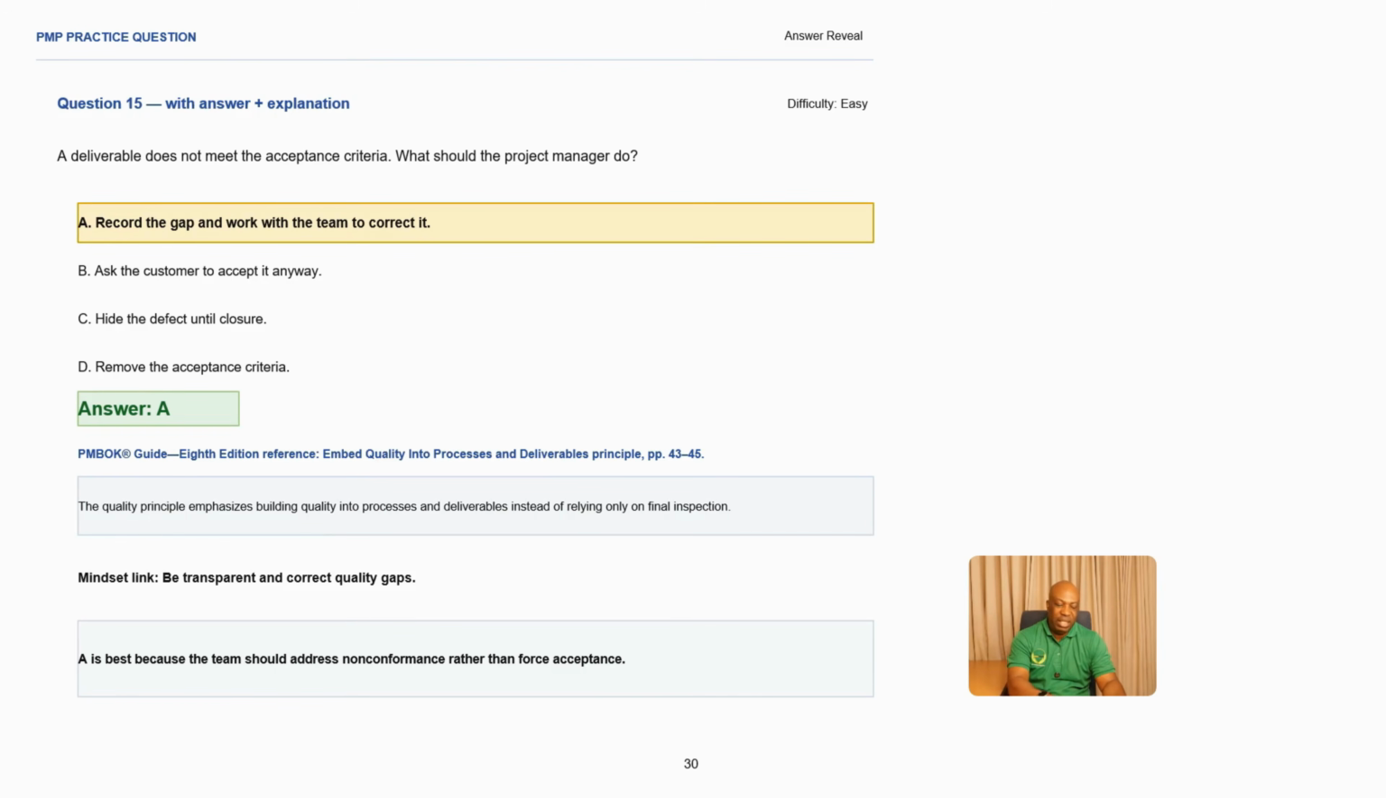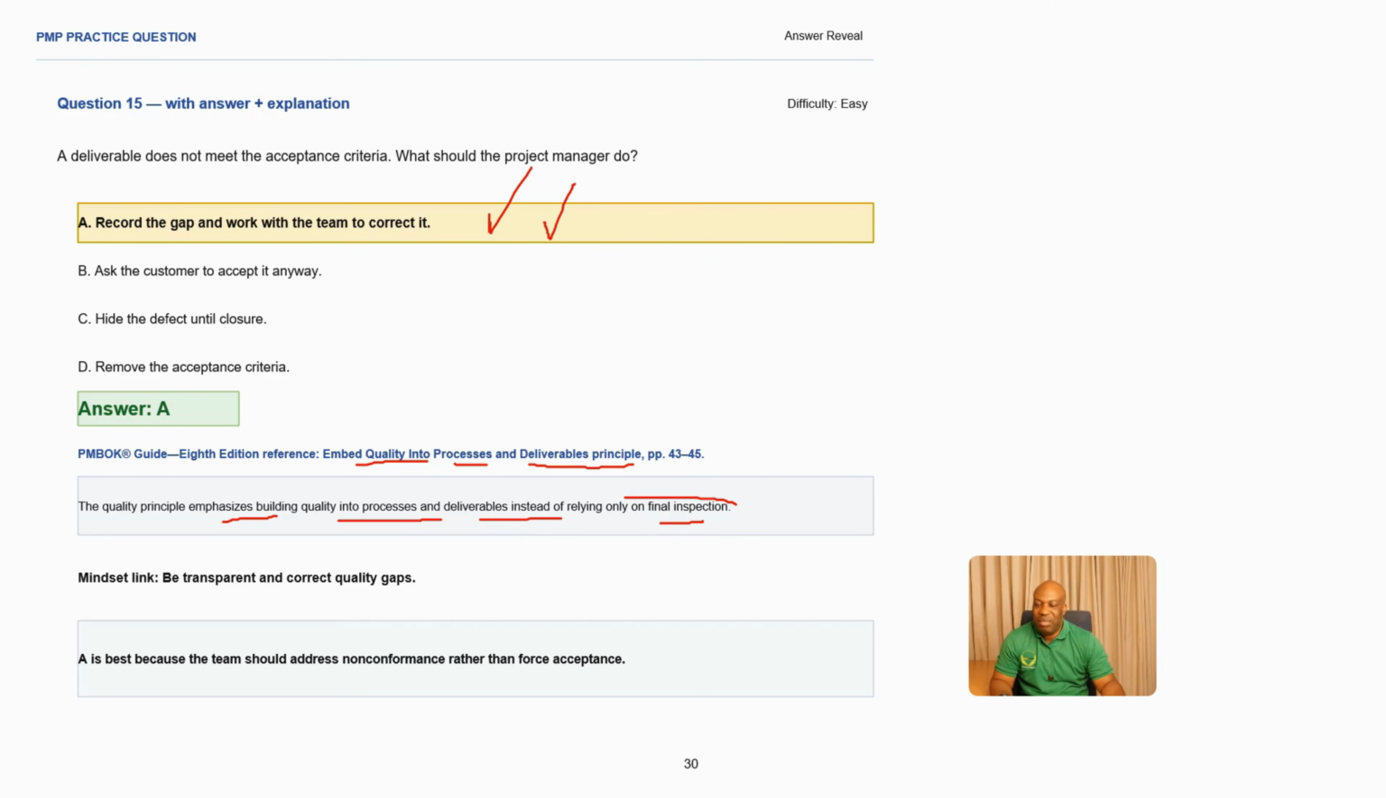Thereby eliminating this answer, making A the best answer in this scenario. So A is the best answer. And what is our reference in our PM book? Embed quality into processes and deliverables principle, which is on page 43. You can go through that one for additional reading, okay? So the quality principle emphasizes building quality into processes and deliverables instead of relying only on the final inspection, okay? So this is very, very important.